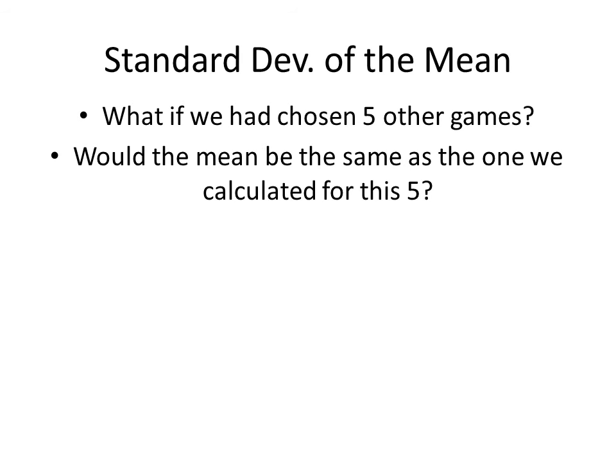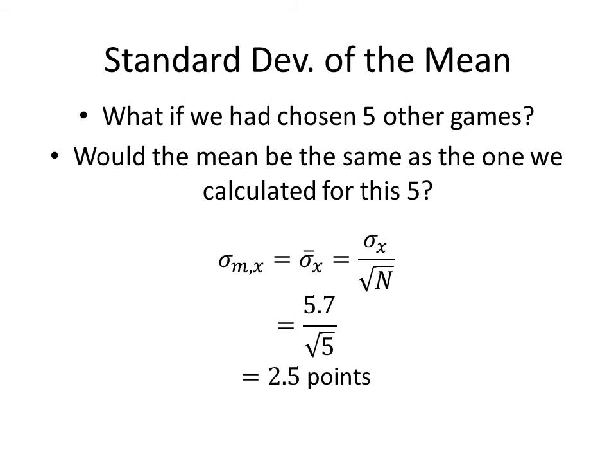It also depends on the number of data points you looked at to determine your mean. The more data you use, the less error there will be, so n must be in the denominator somewhere. The equation ends up being the standard deviation divided by the square root of n. The result estimates that if we calculated the mean of the points scored in 5 other games chosen at random, the mean would differ by plus or minus 2.5 points from the mean we calculated this time.